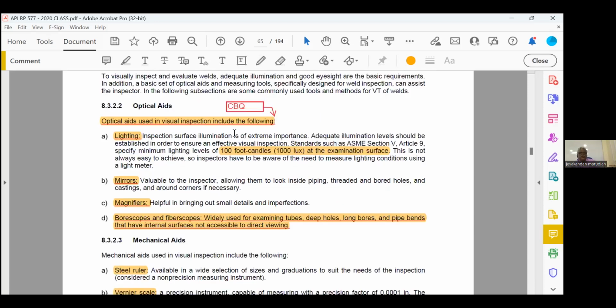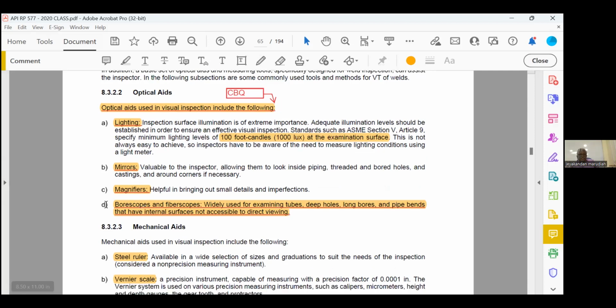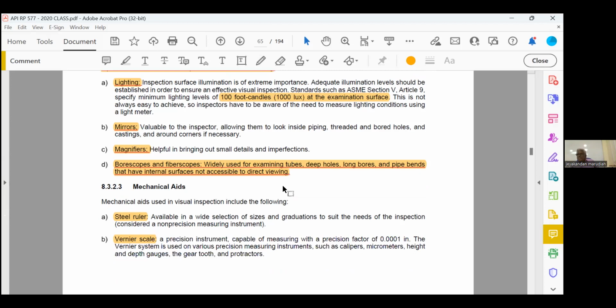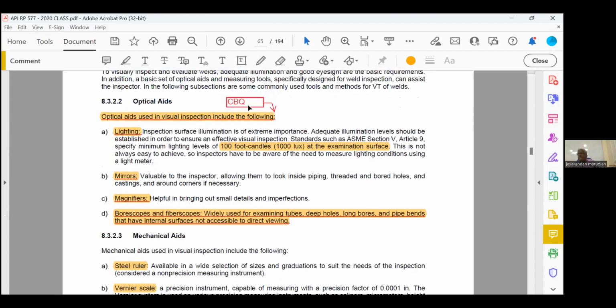Then this is important. What are the optical aids? Optical aids in the visual inspection: lighting, 1000 lux, mirror, magnifier, borescope, and fiberscope. These are the optical aids. And the mechanical aids: steel ruler, vernier scale. Highlight the heading. So this is closed book. The question will be: the following is not an optical aid. So you should know what the optical aids are.